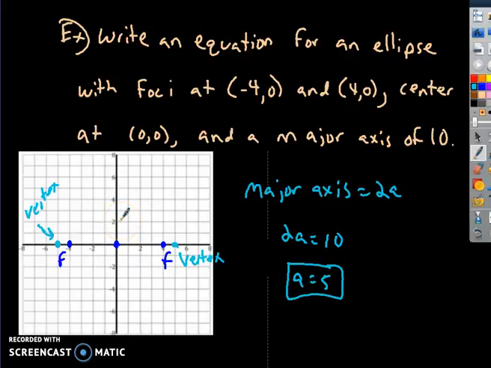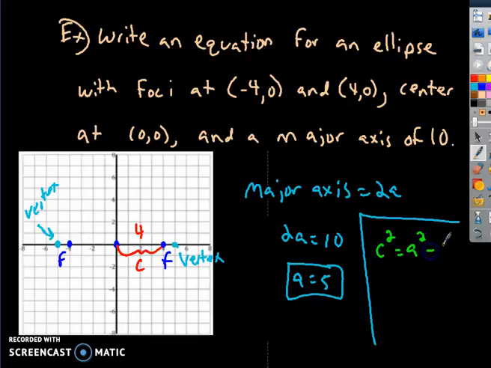What I do know, though, is that my focus value is basically the c value, where the distance from the focus to the center is c. So if this is my center and my focus is at 4, I know c has to be 4. The formula says c squared equals a squared minus b squared. I want to know b, but I do know c is 4, I decided a was 5, and what I don't know is b. So this is 16 equals 25 minus b squared.